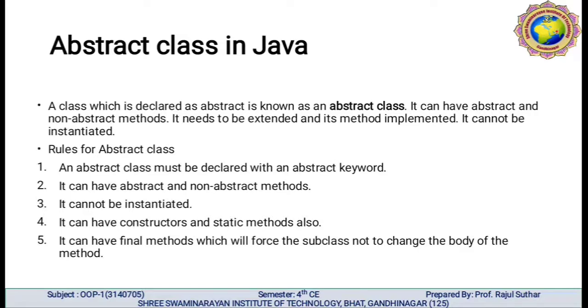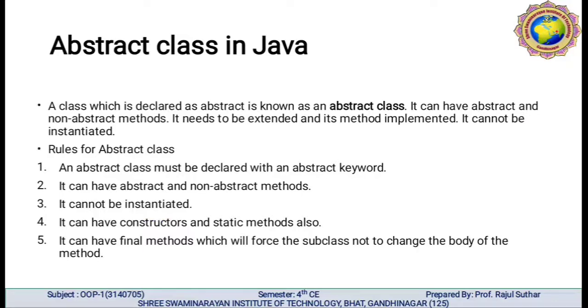So what are the rules of an abstract class? Keep these rules in mind. First, an abstract class must be declared with the abstract keyword. You have to write the abstract keyword. Second, it can have abstract and non-abstract methods. Third, it cannot be instantiated. Fourth, it can have a constructor. What do you mean by constructor?